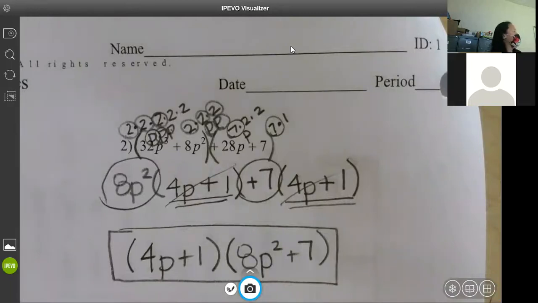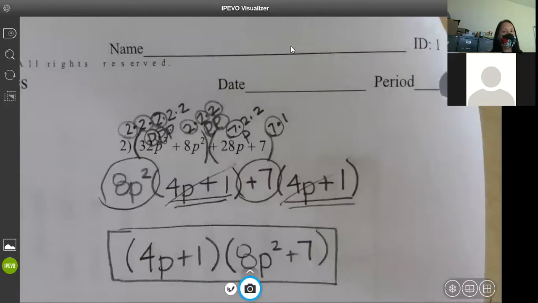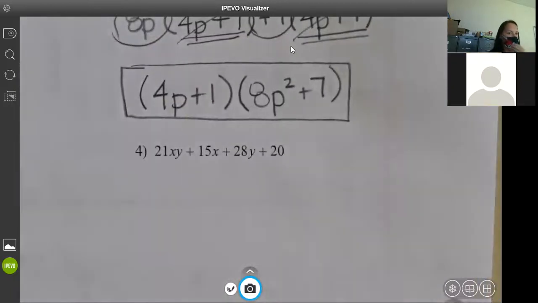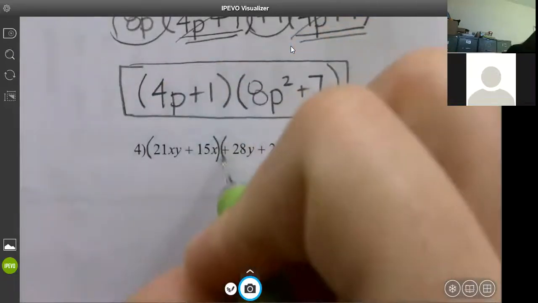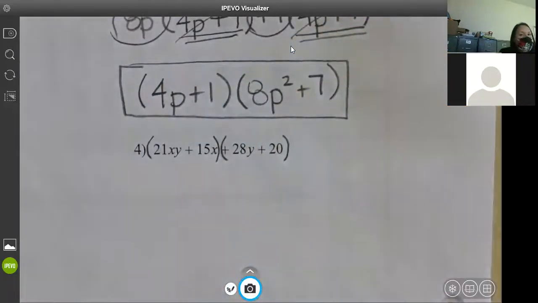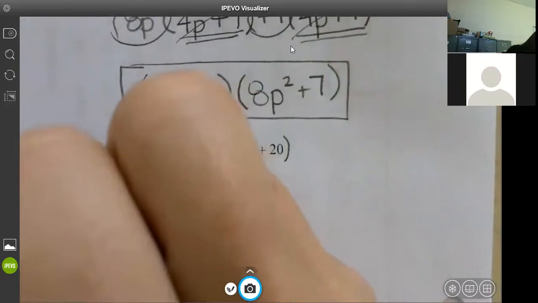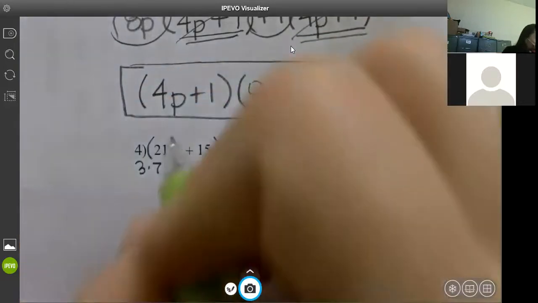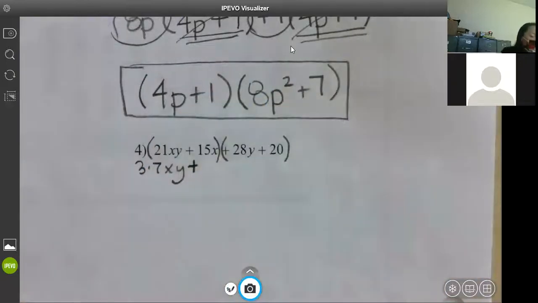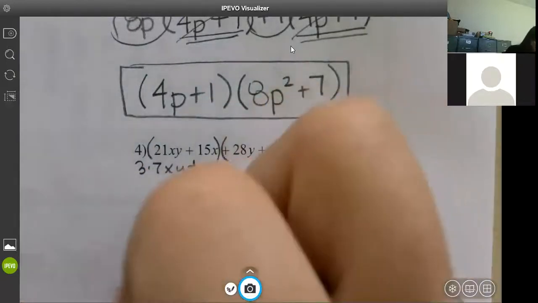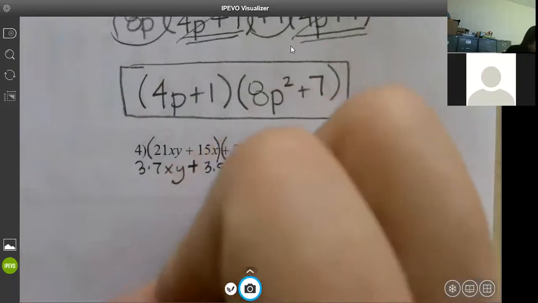I'm going to go to number 4 because it's all positive as well. I don't want to deal with any negatives just yet. So we're going to drop down to number 4. We're going to group the first 2 and group the last 2. 21 is 3 times 7. You have an x and a y. There's a plus between. 15 is 3 times 5, and there's an x.